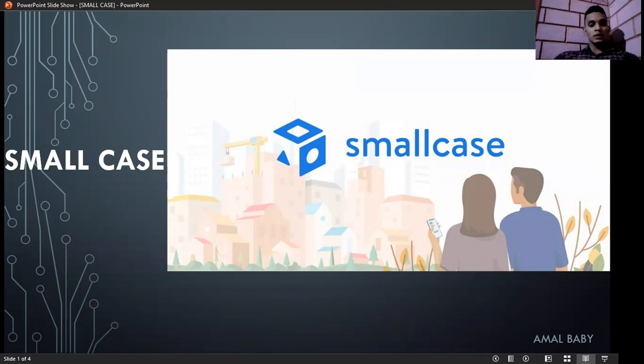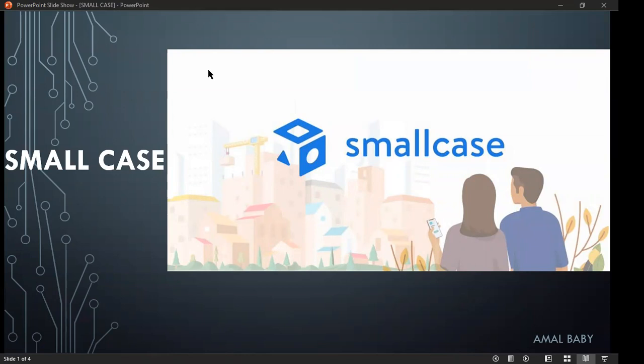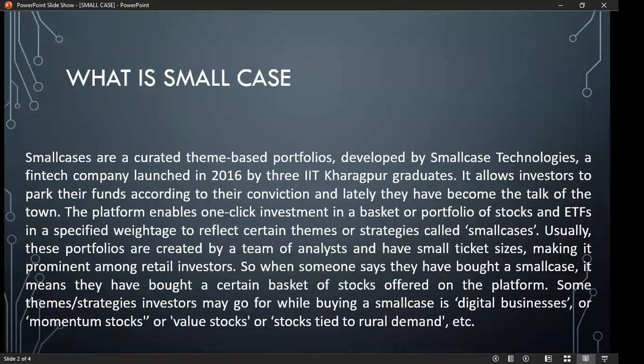Today I would like to discuss smallcases. What is a smallcase? Smallcases are curated theme-based portfolios developed by Smallcase Technologies, a fintech company launched in 2016 by three IIT Kharagpur graduates. It allows investors to park their funds according to their conviction, and lately they have become the talk of the town. The platform enables one-click investment in a basket of stocks and ETFs in a specified weightage to reflect certain themes or strategies, called smallcases.